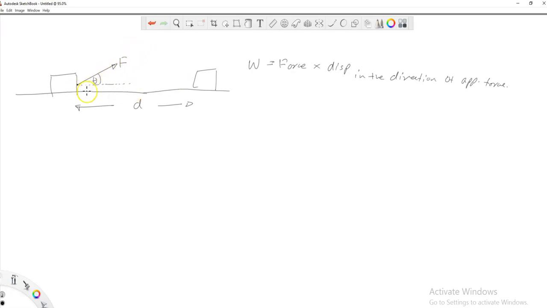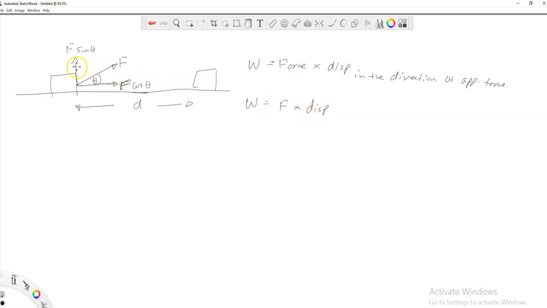It moves horizontally. So what we do is we take the component of the force, the x and y components, so we can divide this F into F cosine theta and F sine theta. Now if we find work, it's force multiplied by displacement, but in the direction of the force.